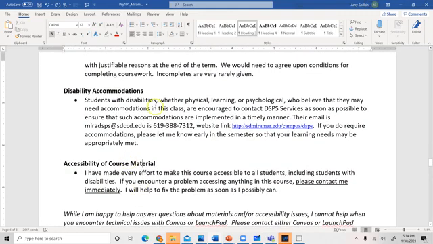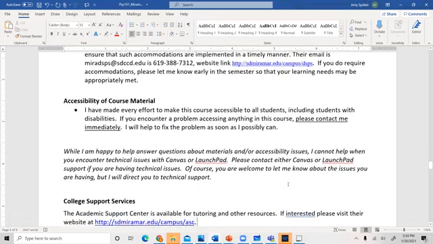If you have any sort of accommodations, they need to be official through the school, and then of course let me know so that I can be sure that I meet your needs, and I'm happy to do that. I've made every effort to make this course accessible to everyone, but if you encounter any type of problem accessing anything in the course, contact me immediately so I can help fix the problem as soon as possible.